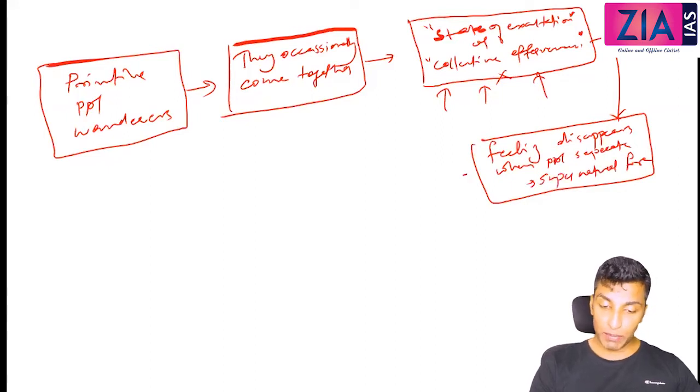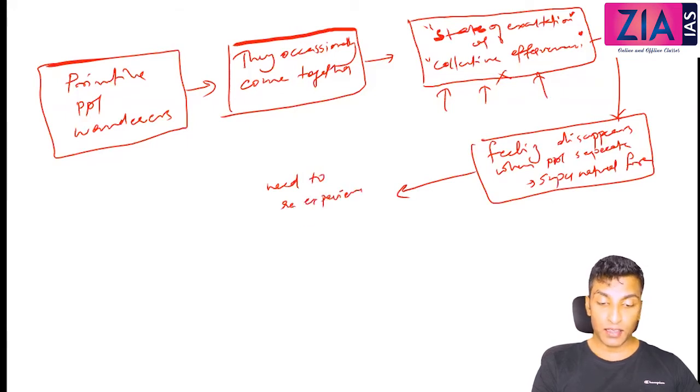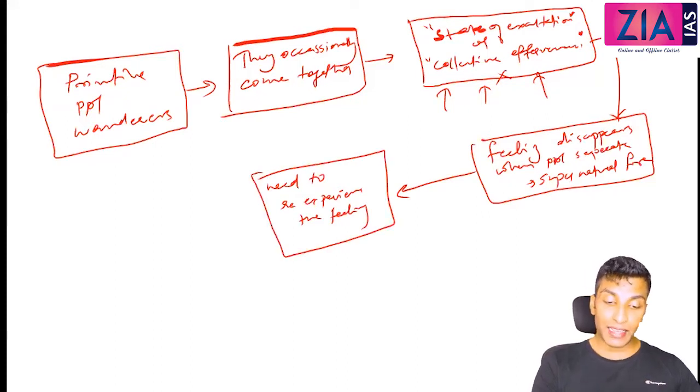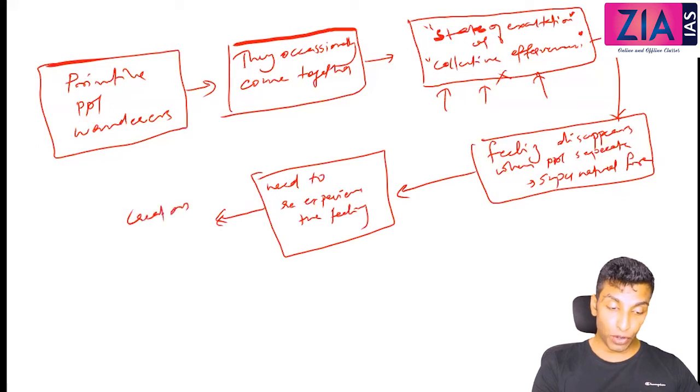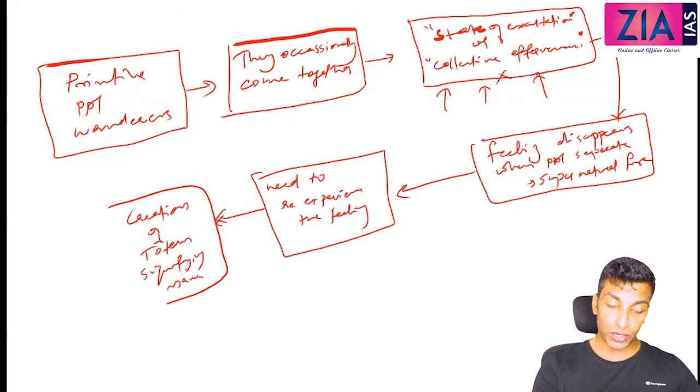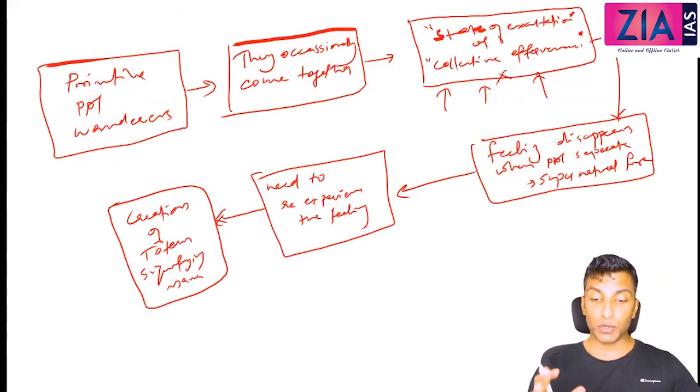Okay, and as human beings, they want to re-experience the feeling. Now to signify this supernatural force, they create a totem. Okay, so what is this totem? This totem is the representative of the feeling that they experienced or the supernatural force which was present at the time when they met. So this led to creation of a totem signifying mana. Mana means supernatural force. So they created the totem. What is that totem? The totem stands for the supernatural force.